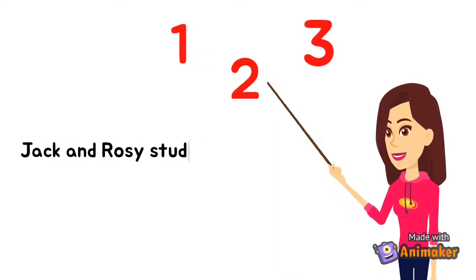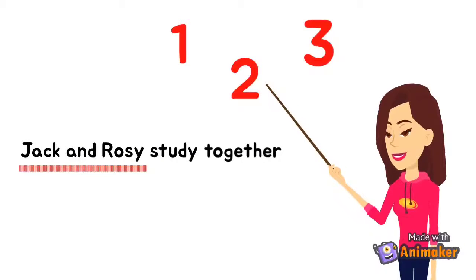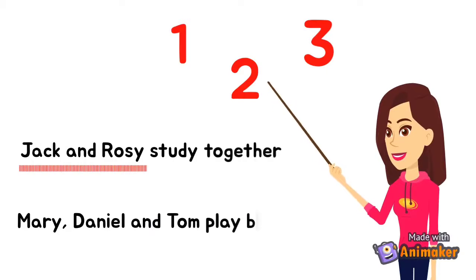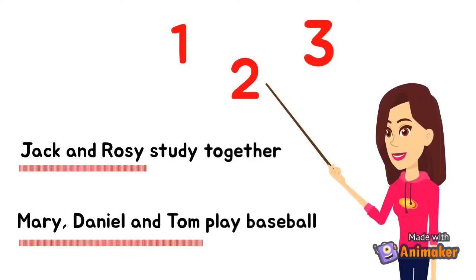Look at these examples. Jack and Rosie study together, or Mary, Daniel, and Tom play baseball. Pay attention that you can have more than one person or thing doing the action in a sentence.